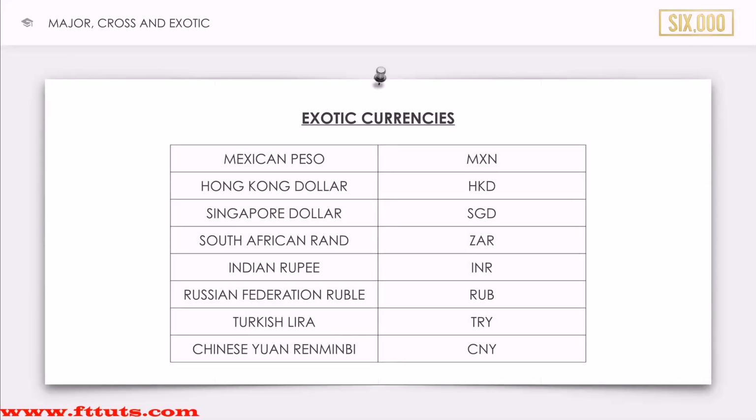Now here are some of the exotic currencies just to note. We have, of course, the Hong Kong dollar as mentioned, which is HKD. We have Turkish lira, which is TRY. South African rand, which is ZAR. So feel free to note these down.